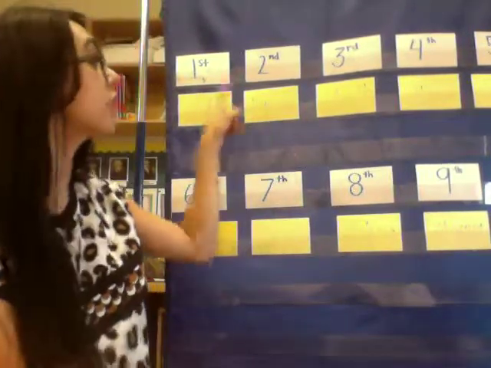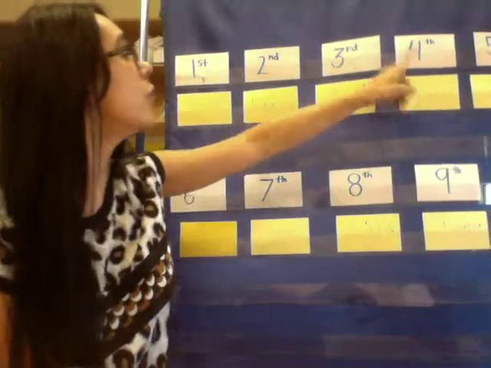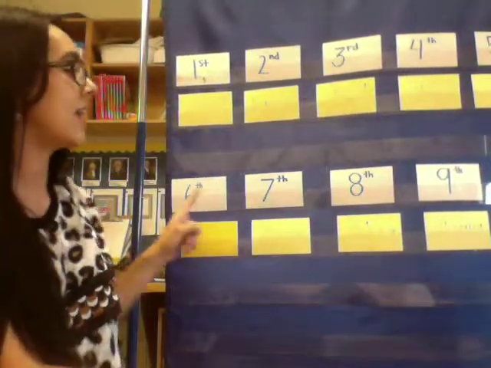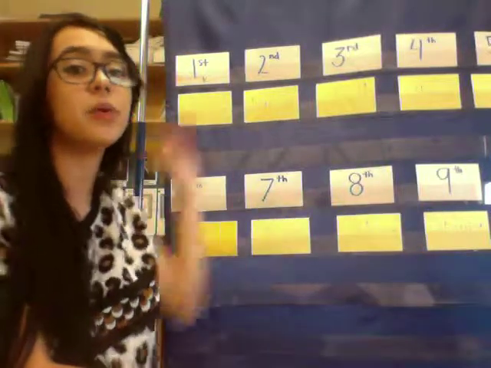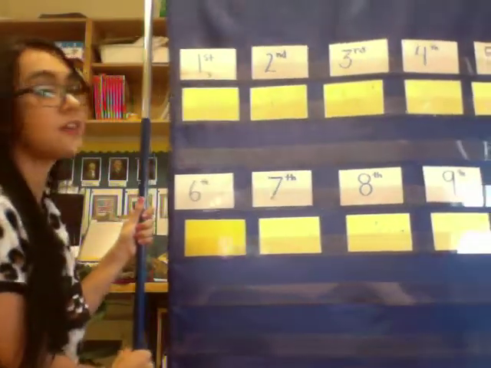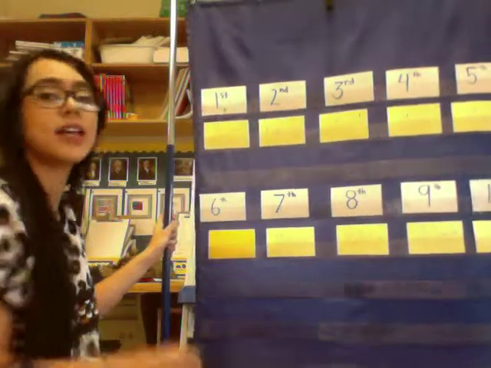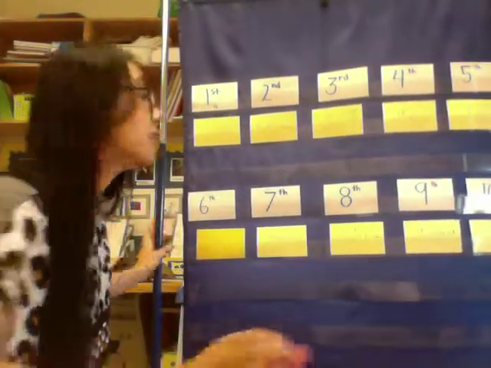So I can say first, eighth, fourth, third, sixth, ninth. I can just point at different numbers so that they get an opportunity to read all of them.